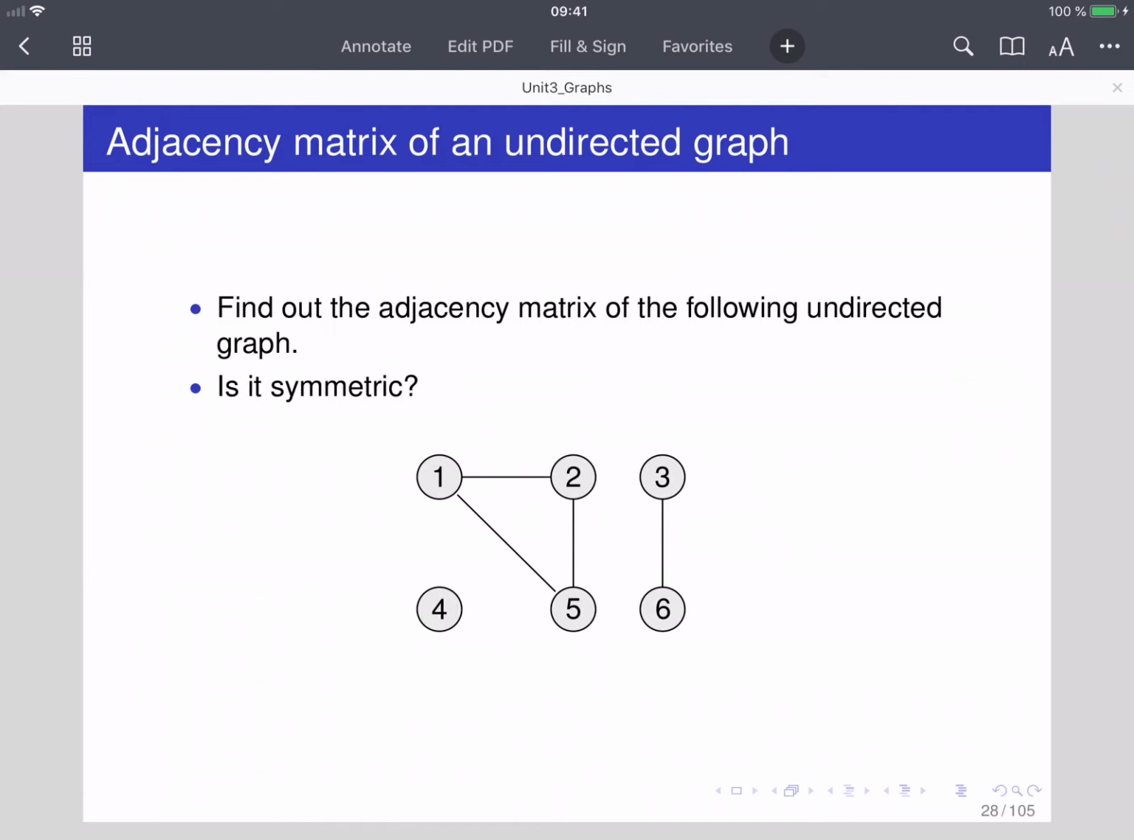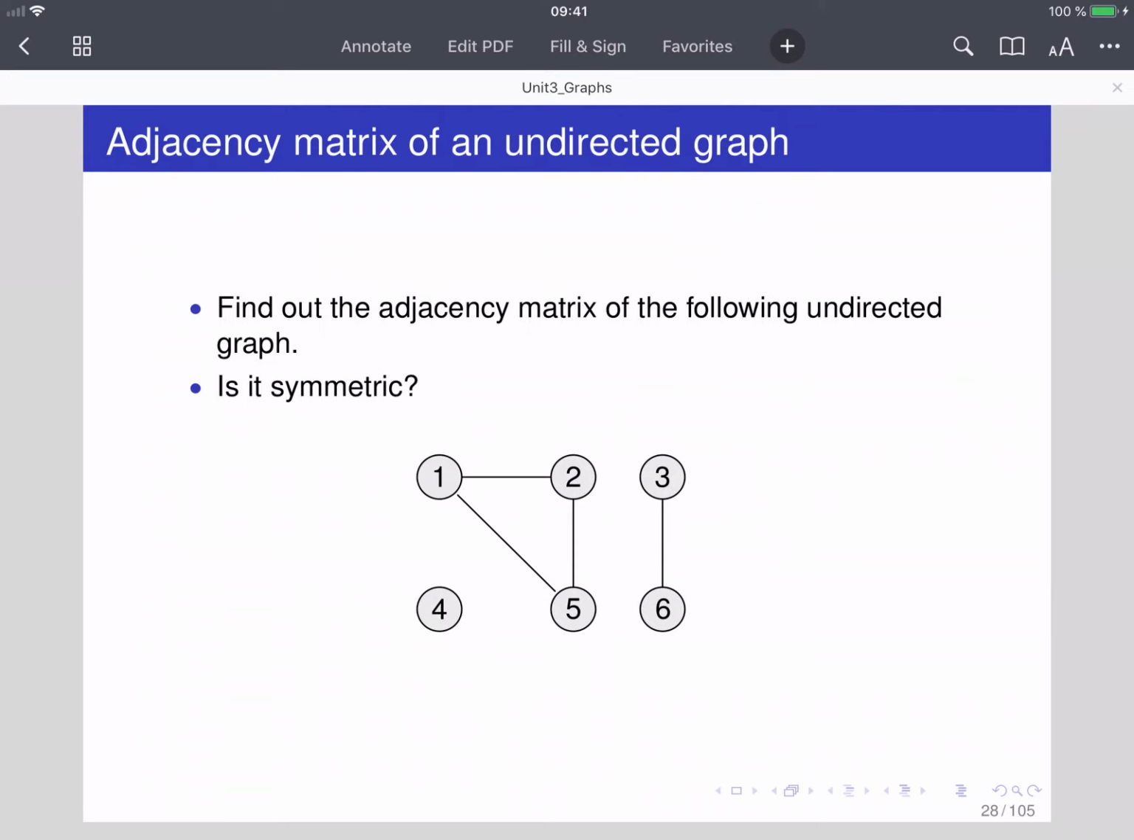So please now stop the video, try to compute the adjacency matrix for this graph. Check that it is symmetric. It must be symmetric because it is a non-directed graph. So pause the video and try to compute the matrix and come back to the video. I'm going to give you the matrix in the next slide, but I want you to try to do it on your own.